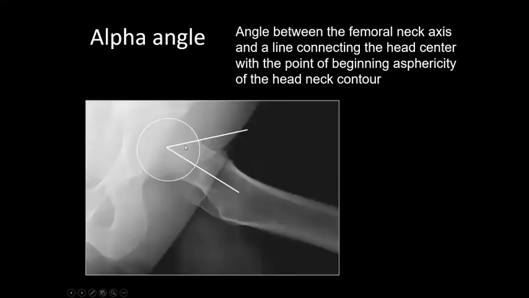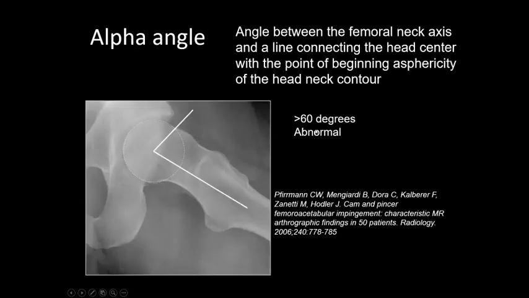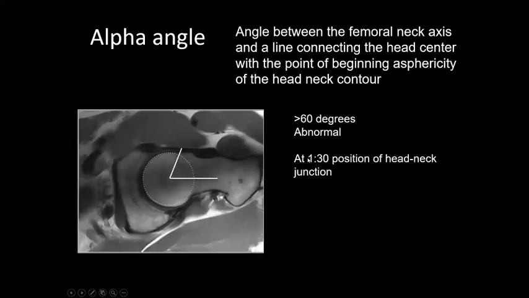So for example, this is a normal patient. This is a patient with cam deformity. The angle is more than 60 degrees, which is abnormal. And if you were to use the alpha angle on MRI, the best area to do the alpha angle is at 1:30 or 1.5 o'clock position of the femoral head.